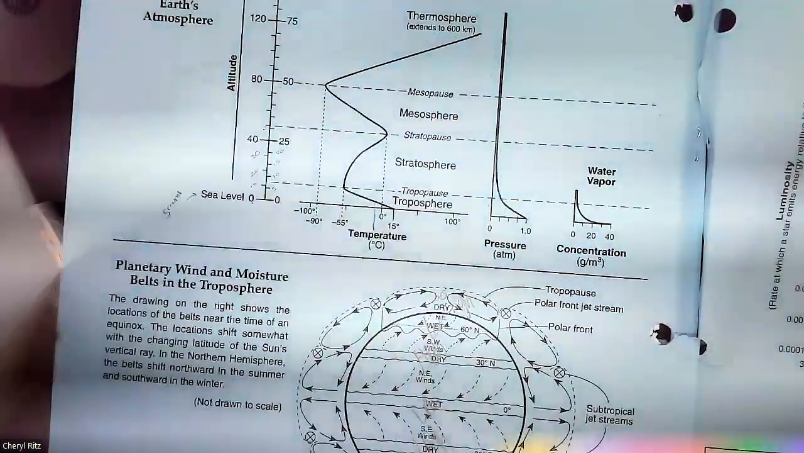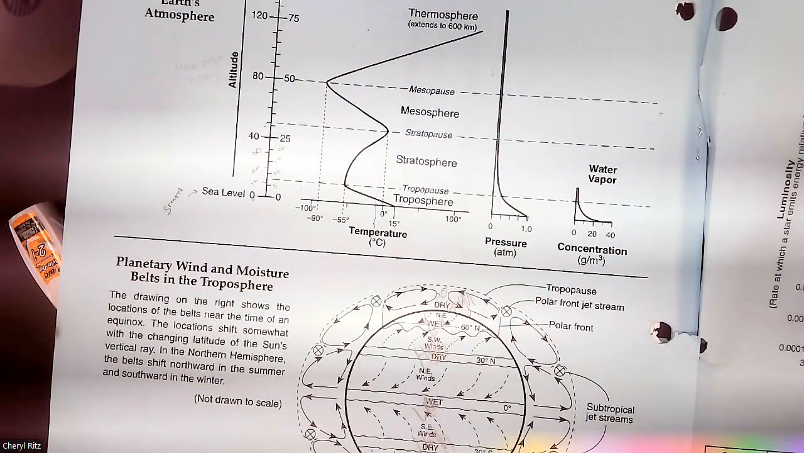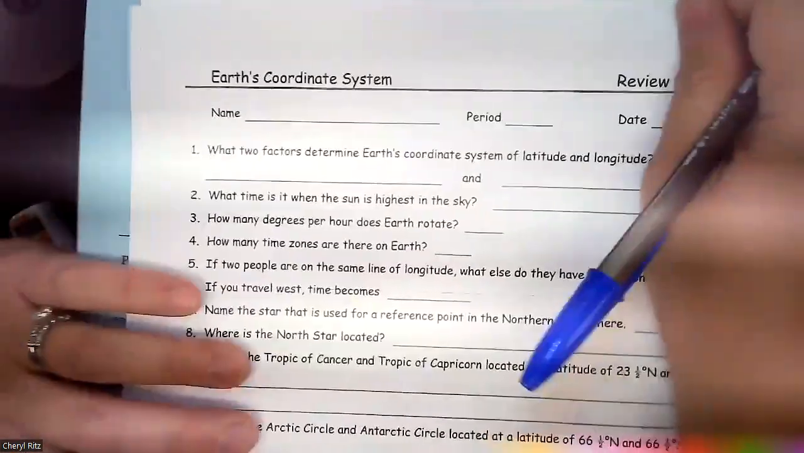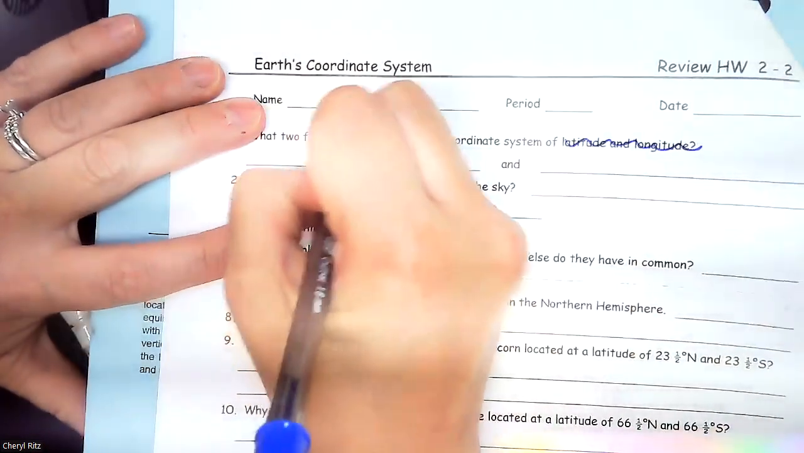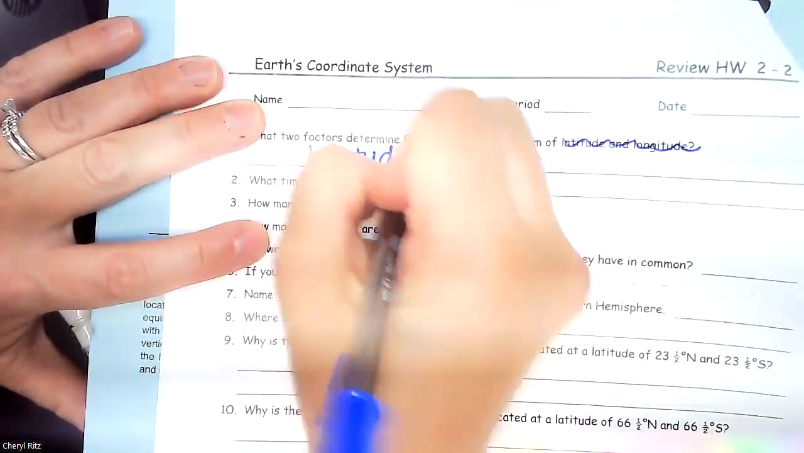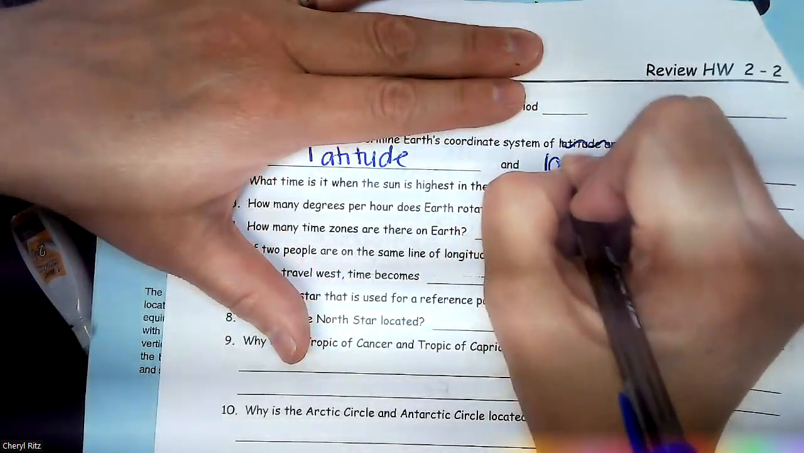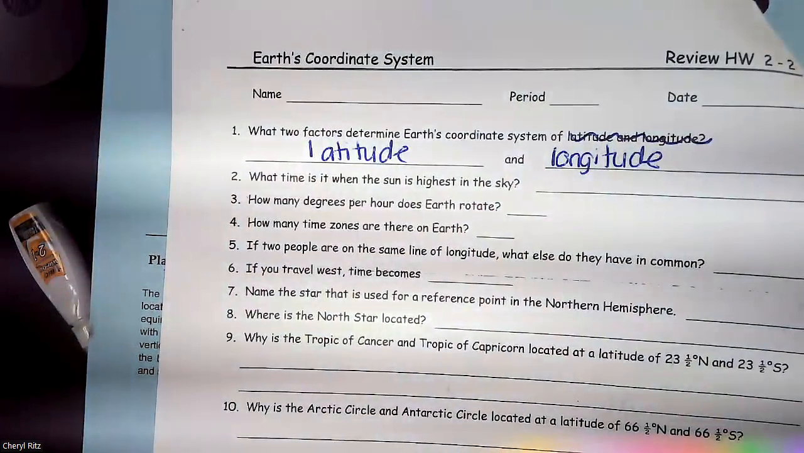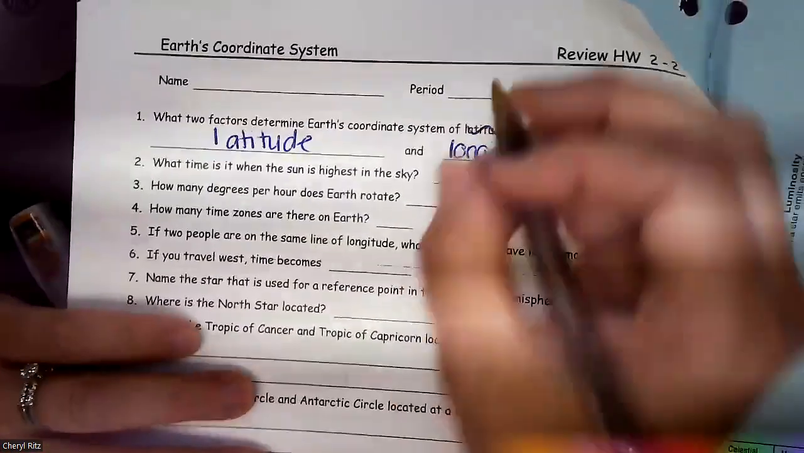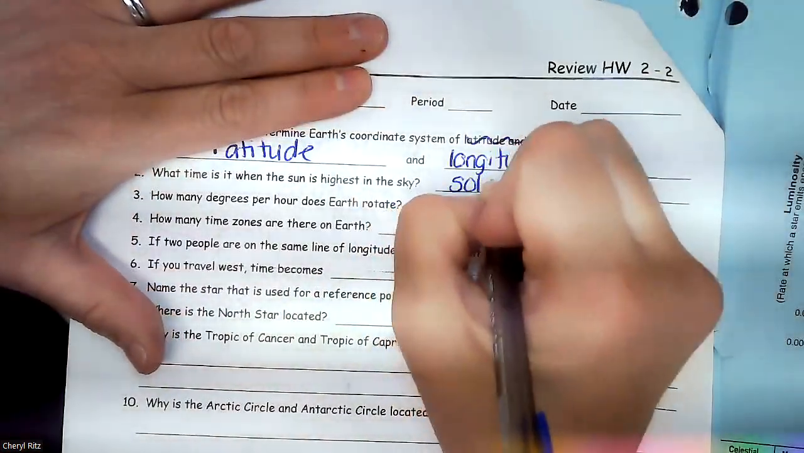On to the back. What two factors determine the coordinate system? I think what I meant was to cross that off and say latitude and longitude. So you could actually skip that one if you wanted. What time is it when the sun is highest in the sky? That's what's called solar noon.